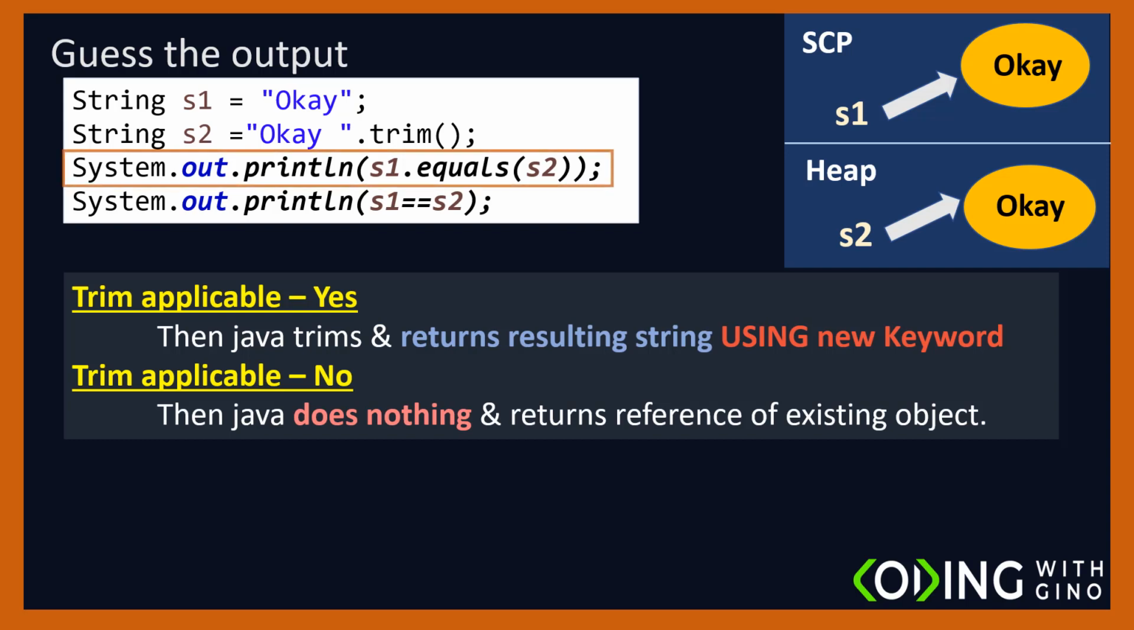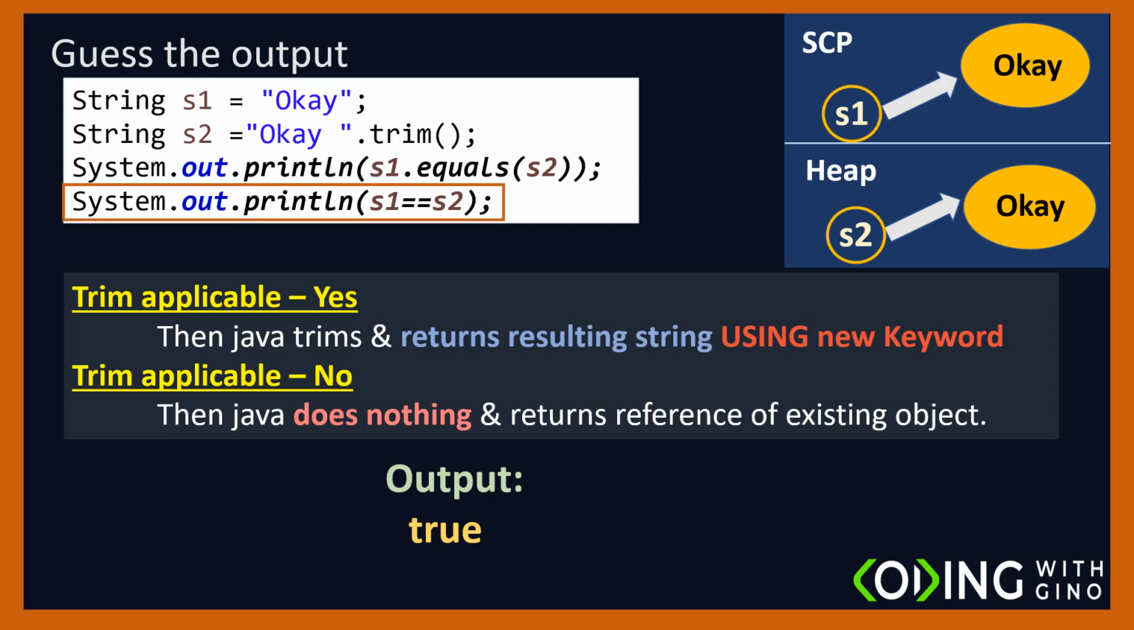Now, equals method of string class compares data of two strings. Is data of S1 and S2 identical? Yes. So, first output is true. Next, are S1 and S2 pointing to the same object? Of course not, right? They are two different objects as you can see. So, second SOPLN prints false.